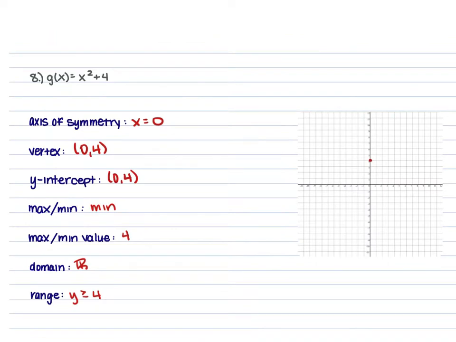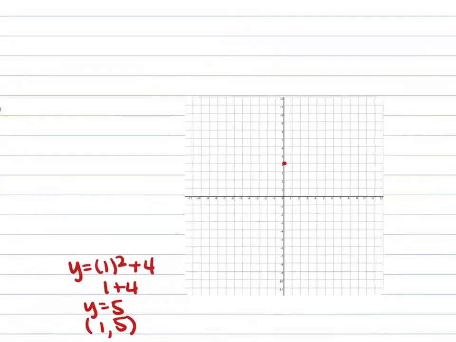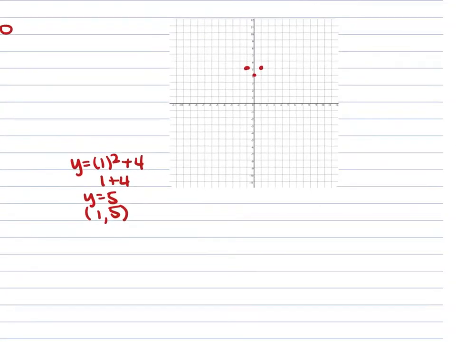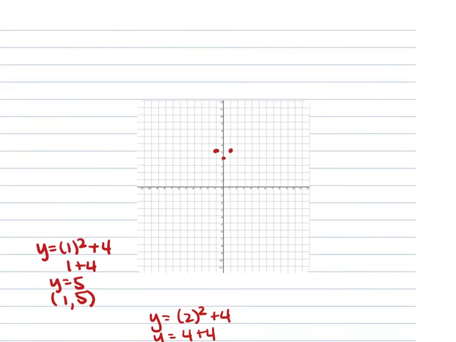So we haven't used 1 as an x value or 2, so I'm going to use both of those. So when x is 1, we're going to have y is equal to 1 squared plus 4. So it's 1 plus 4, which is 5. So that's the ordered pair 1, 5, which is going to be here. We're going to mirror that on the other side of our vertex, and then work with 2. So that's y is equal to 2 squared plus 4. So y is equal to 4 plus 4, which is 8. So that's the ordered pair 2, 8. So again, we're going to just mirror that onto the other side of our vertex, and then draw the line through the points.